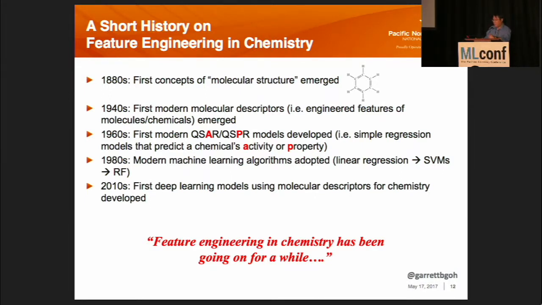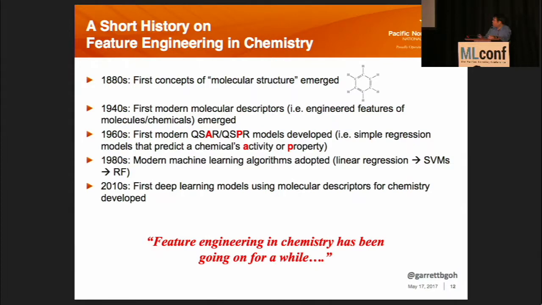And even before the personal computer was invented, mathematicians started developing features known as molecular descriptors to describe chemical structures. And in chemistry, we have also been using machine learning models starting from the 60s, known as QSAR or QSPR models, which is really just simple linear regression. And this progressed with SVMs, random forests, and in the last couple of years, also deep neural network models.